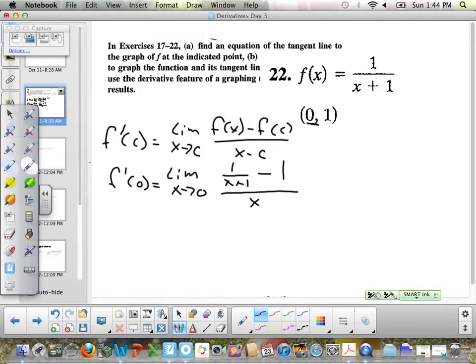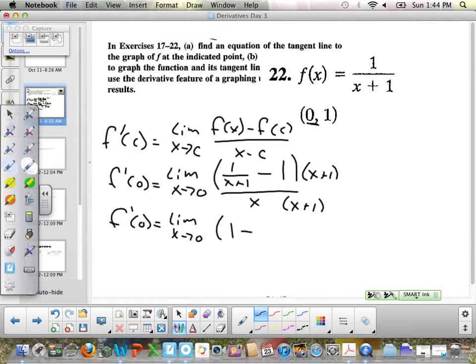Okay, complex fraction. We want to multiply top and bottom by the denominator, which is x plus 1. So we got the limit as x approaches 0. We'll distribute to the top. x plus 1 cancels initially, 1 minus x plus 1 will distribute the negative right away to be negative x minus 1 all over x times x plus 1.